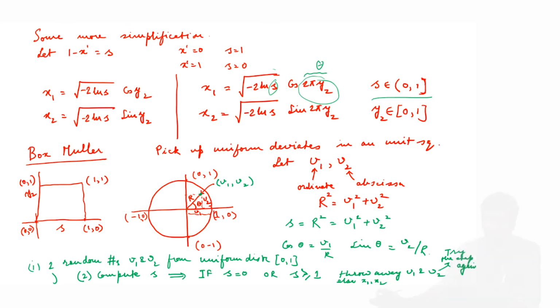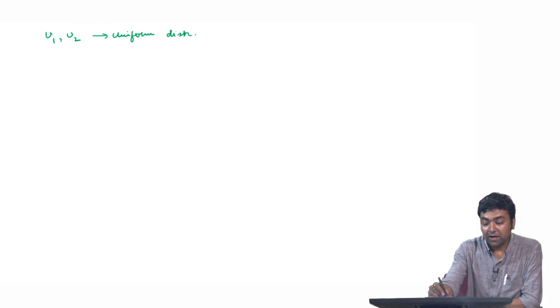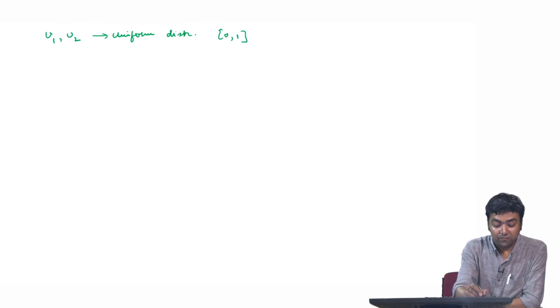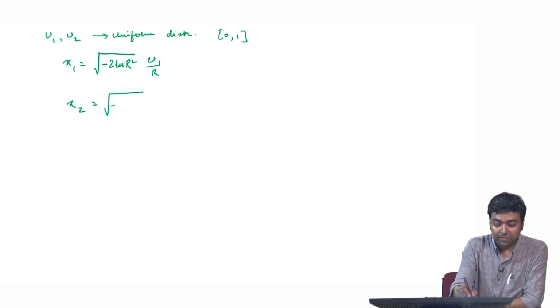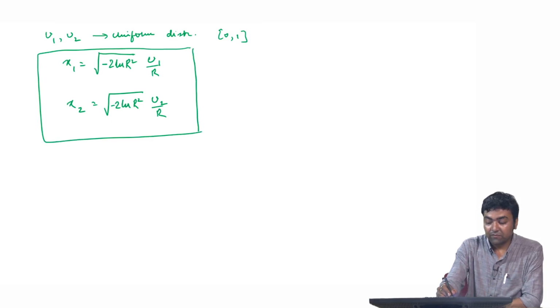At the end of the day, you take two random numbers V1 and V2 from a uniform distribution lying between 0 and 1, and then you do the following transformation. You generate two new random numbers, x1 equals root over minus 2 log r square times V1 by r, and x2 equals root over minus 2 log r square times V2 by r. These are my new set of random numbers which form the normal or Gaussian distribution.